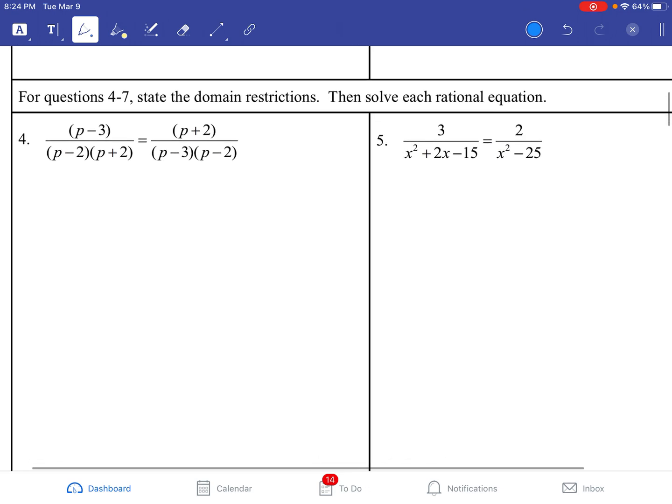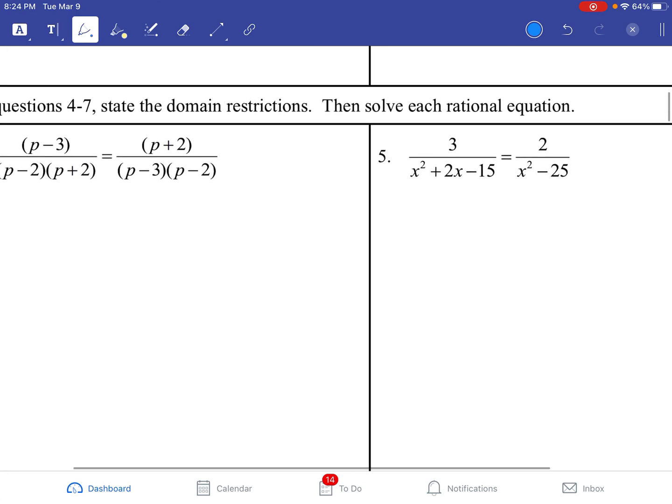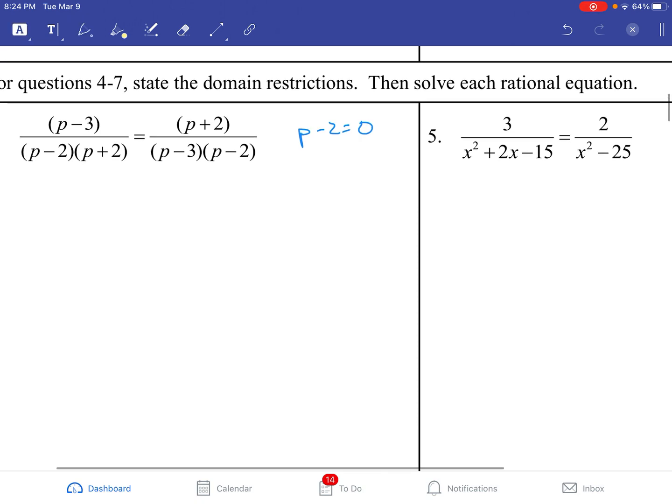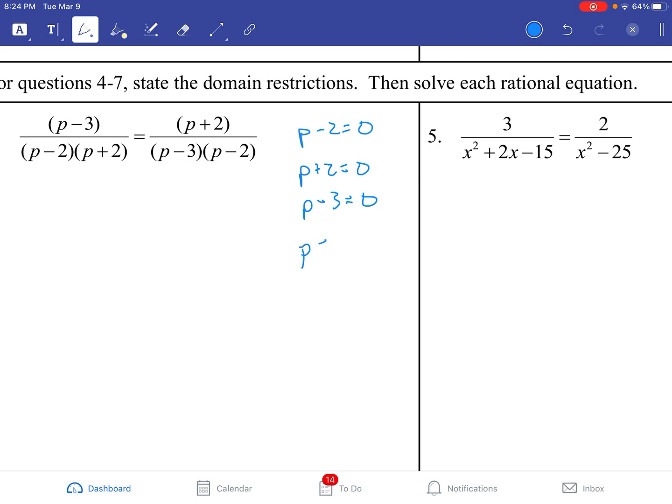Some rational equations. Okay, so the first step we need is to find the domain restrictions. Now these have already been factored as far as the denominators go. So we just need to find out what our denominators are. So we have p minus 2 equals 0, p plus 2 equals 0, and p minus 3 equals 0. So if we solve all these, p is not allowed to equal 2, negative 2, or 3. So those are our domain restrictions.